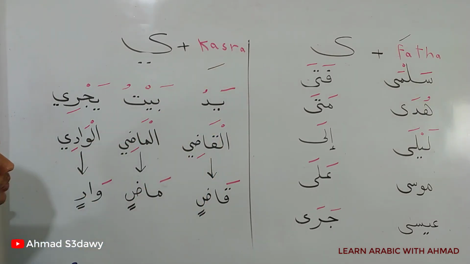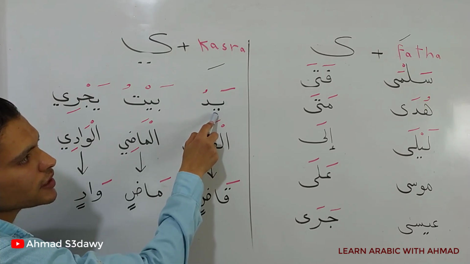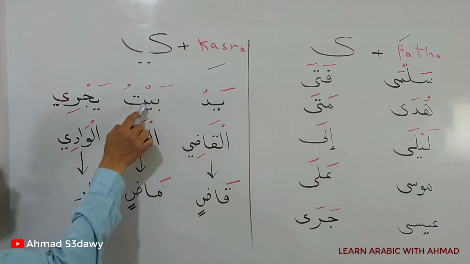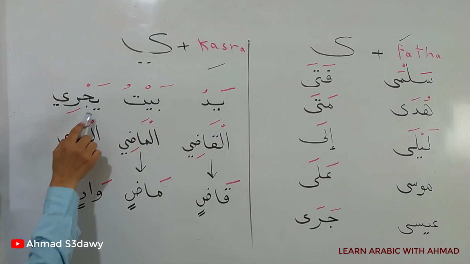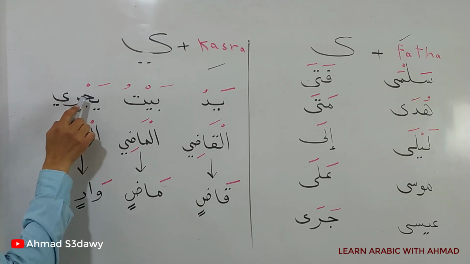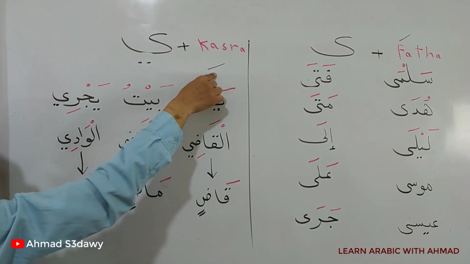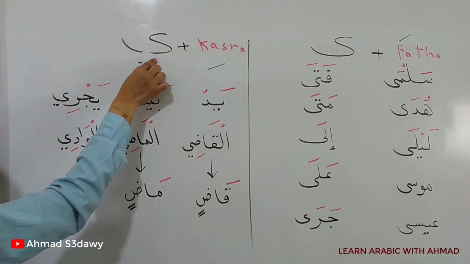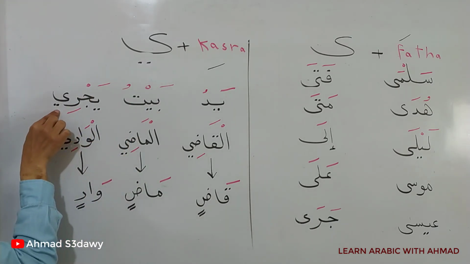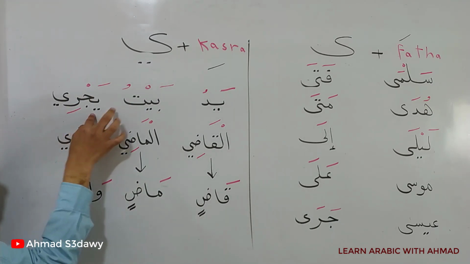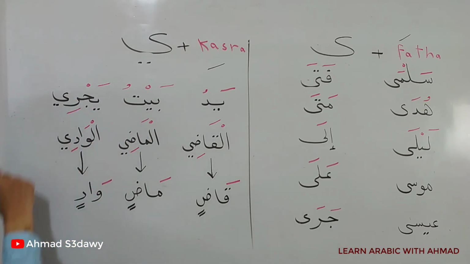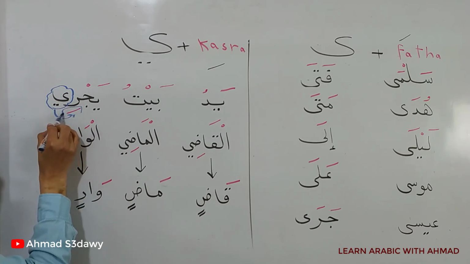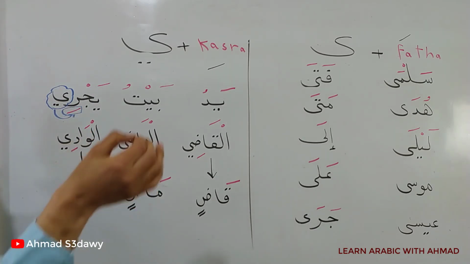So let's try to read these words here. How do you pronounce this? You say yadu. And here you say baytu. And here yajri. I'm telling you that the kasra is here before the ya at the end of the word. This is how the ya looks at the end of the word. Okay, look, this is the ya at the end of the word, and this is the ya at the beginning or here at the middle. So this ya at the end of the word right there is preceded by a kasra. You see? So you have to say yajri.